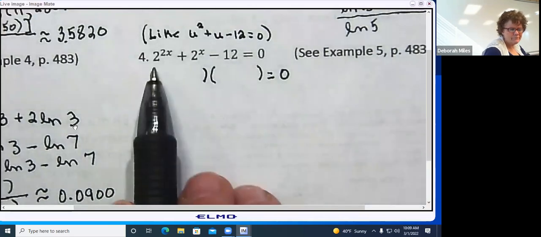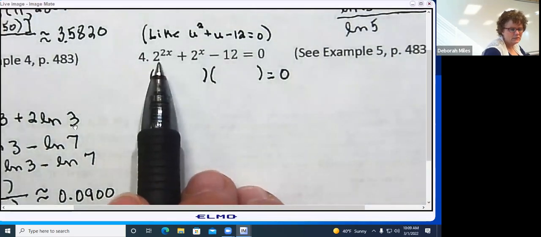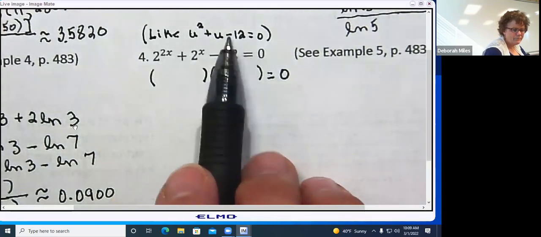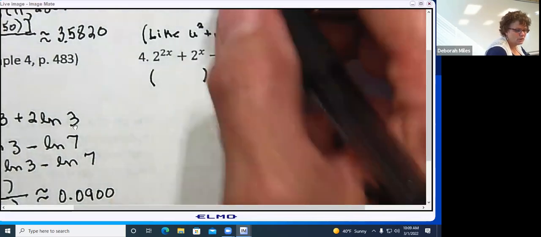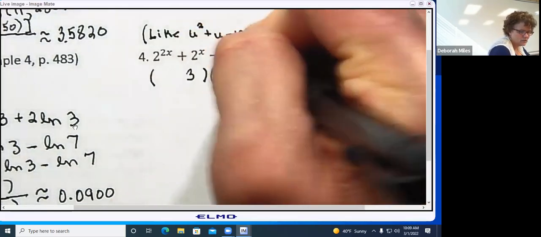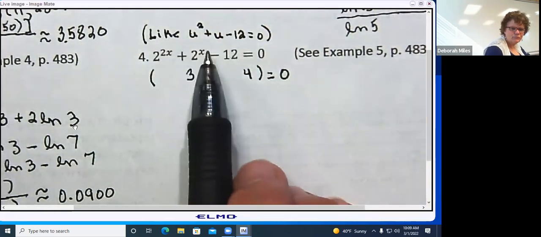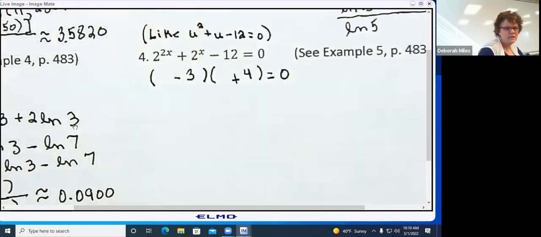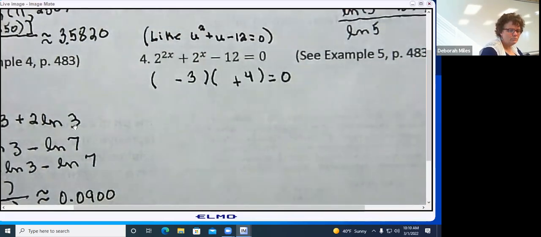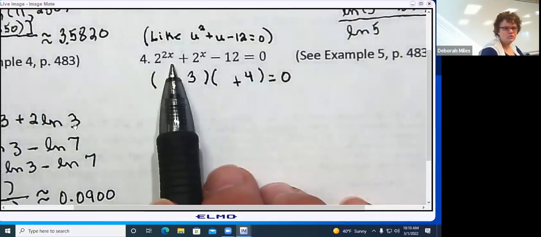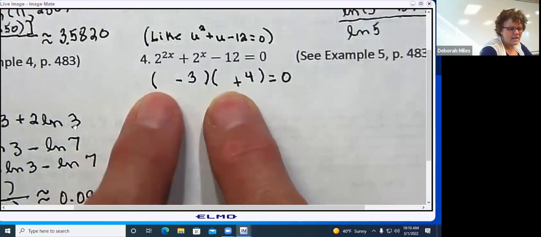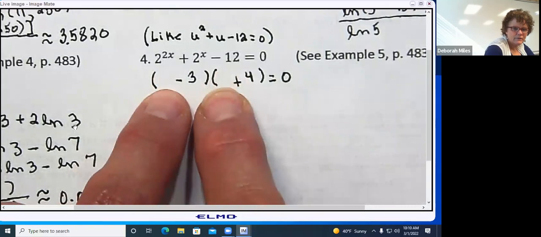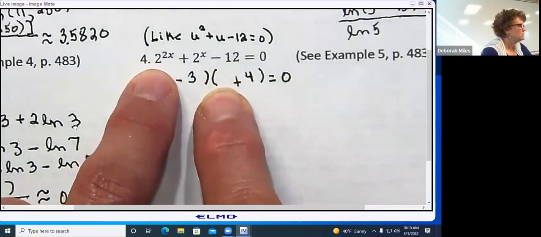I'm still confused by that 2 to the 2x, but looking up here, I'd just say factors of 12 that have a difference of 1 are 3 and 4. And to get a +1, I'd have to have a +4 and a -3. So I'm just wondering how to factor that 2 to the 2x. You have any ideas about what I can put here and here that would multiply back together to give me 2 to the 2x?